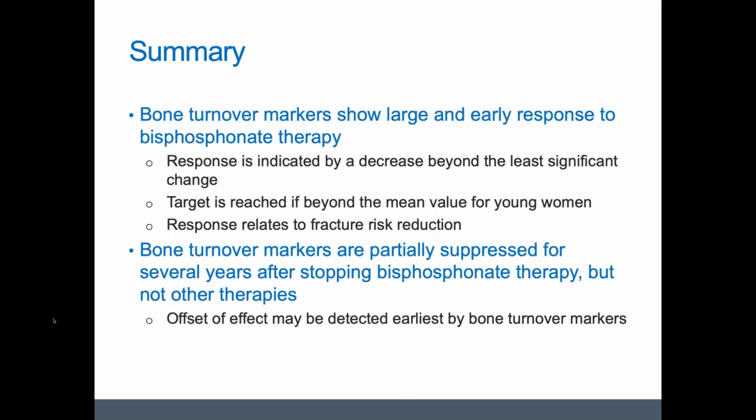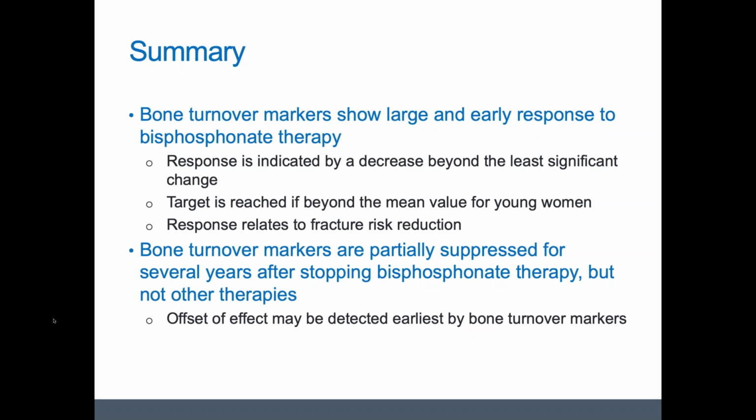So now I'll sum up. What I hope I've been telling you over the last half hour or so is that bone markers show a large and early response to bisphosphonate therapy. And this makes them particularly useful because it means that a lot of people will respond if they take the medication properly beyond the least significant change. That's one of our criteria for response. And also we're looking to see if they reach the target, which is below the mean value for a healthy young woman. The response appears to relate to fracture risk reduction, so it's probably a valid surrogate marker.